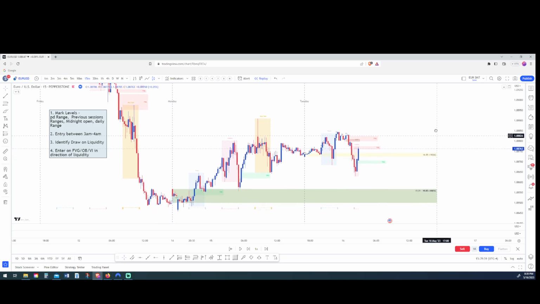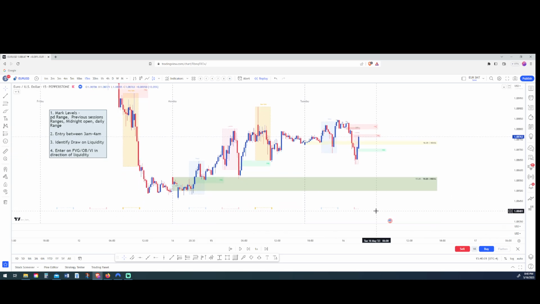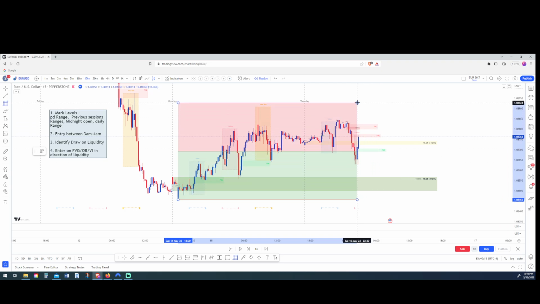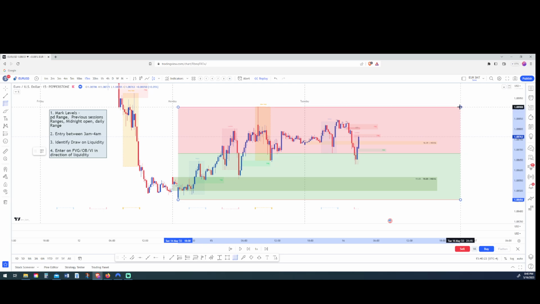As I'm analysing, I know ICT doesn't really like to use indicators, but I do find that these are helpful. So we'll start off by marking the previous day's range, which would be the high and the low of the day. For this, I use this Gann box. It's going to give me a premium and discount of the day. Stretch that out.